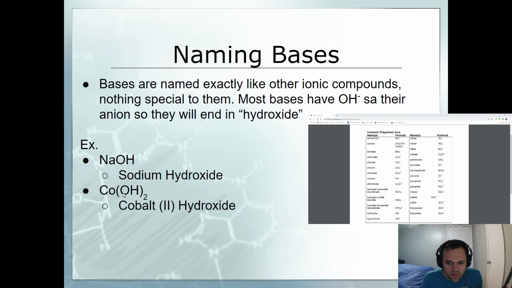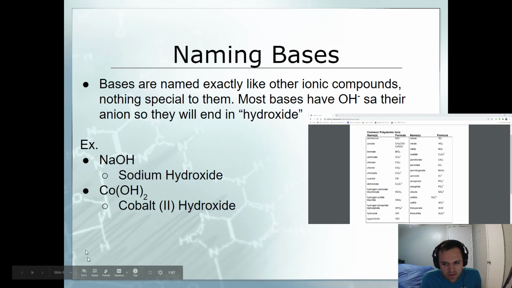This one here is cobalt and hydroxide. And so since cobalt is a transition metal, remember you've got to do the thing with the Roman numerals to tell me what the charge of that cobalt is going to be. Since we know OH is -1 and there's 2 of them, that means the cobalt has to have a charge of +2 to cancel them out. So you would have cobalt(II) hydroxide. All right, this is exactly the same as the ionic compounds you've already done.